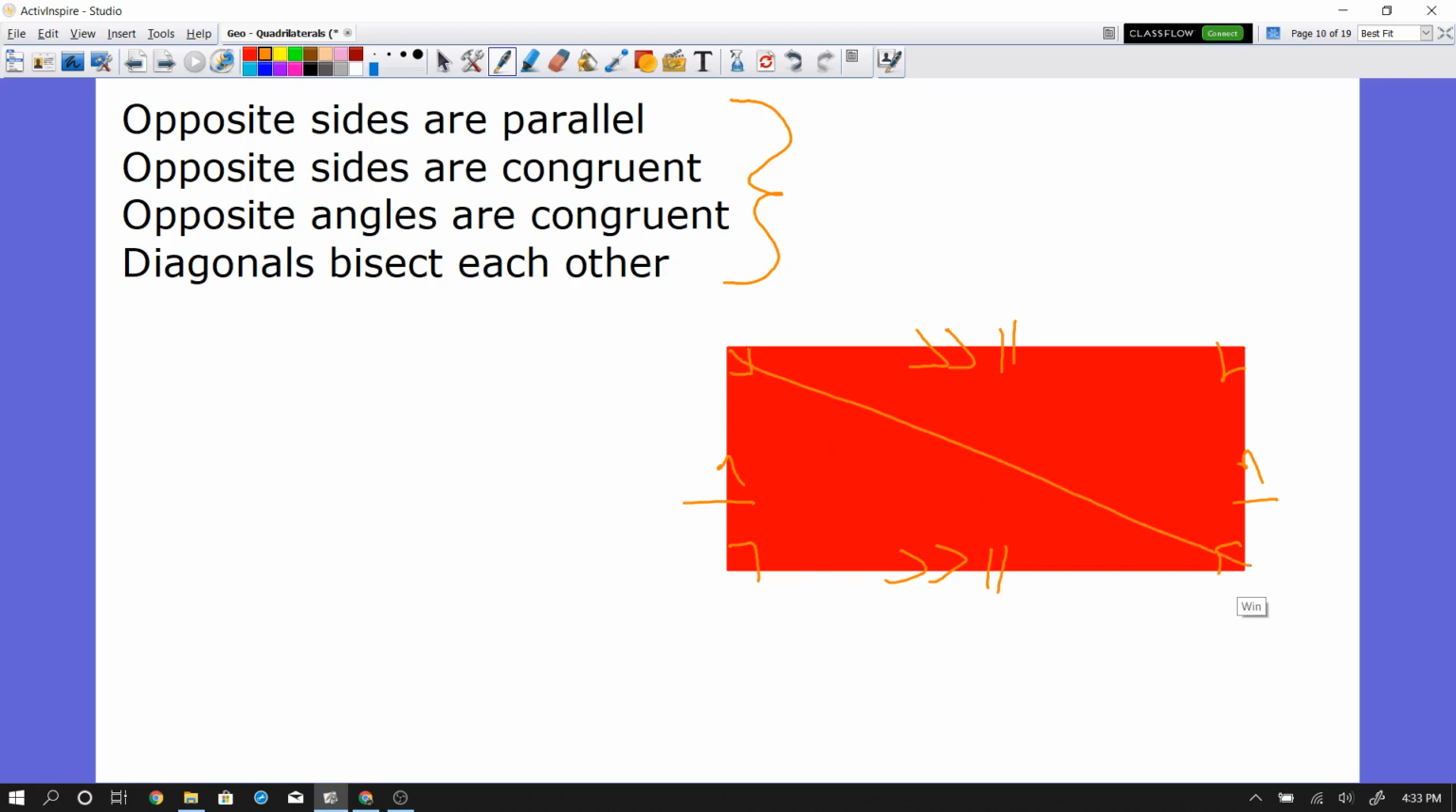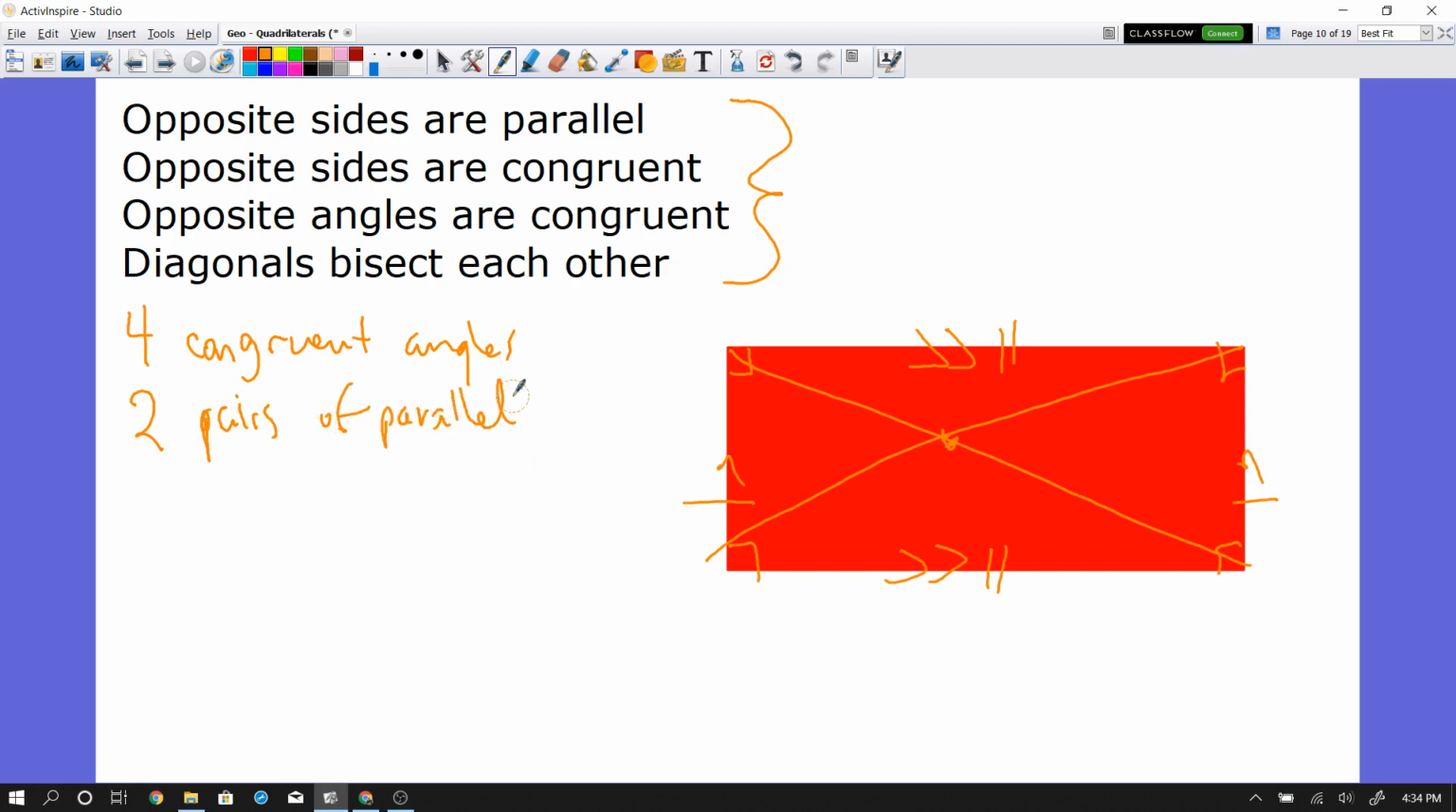Diagonals bisect each other. Check if I could draw straight lines. Then we know that we have four congruent angles. Not only are the opposite angles congruent, but we have four congruent angles, and we have two pairs of parallel sides. Opposite sides are parallel. These two go hand in hand. Four congruent angles is what's going to make it the rectangle versus the parallelogram.